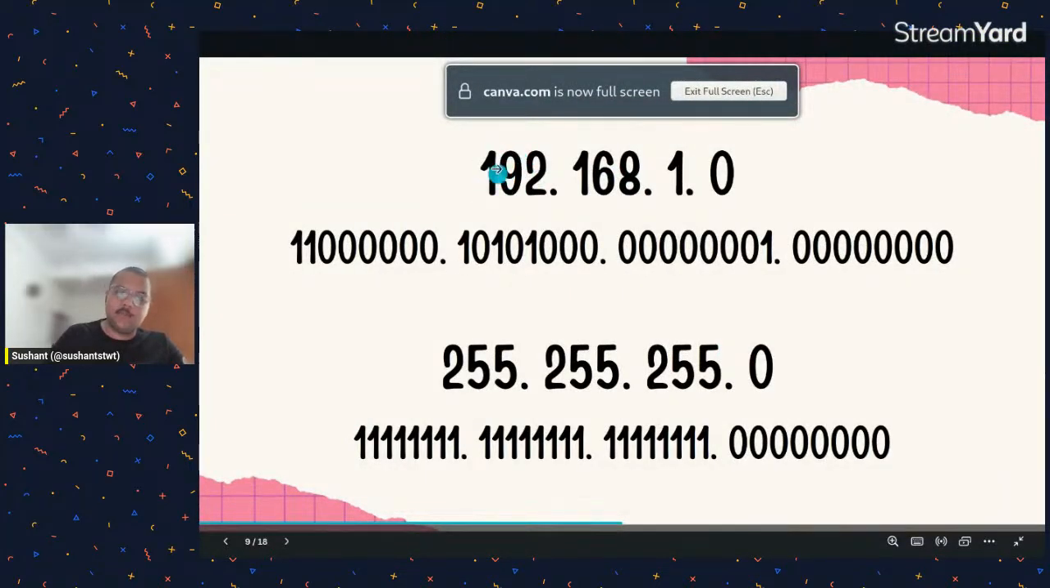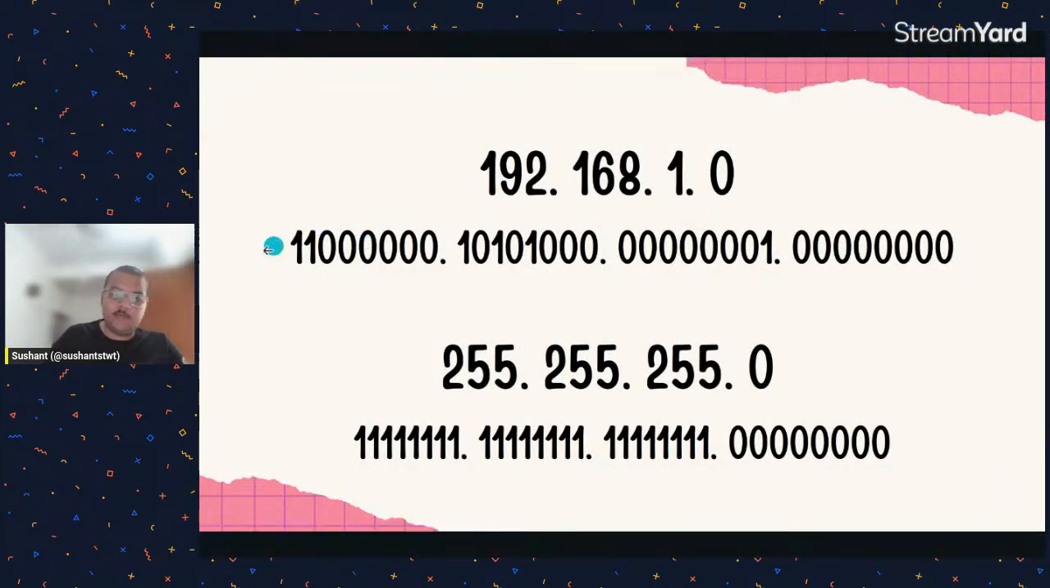So basically, this number gets converted into binary, which looks something like this. And you can do this with all the numbers. So zero will have all its bits turned off, one will have only one bit turned on, and every number can be represented like this.